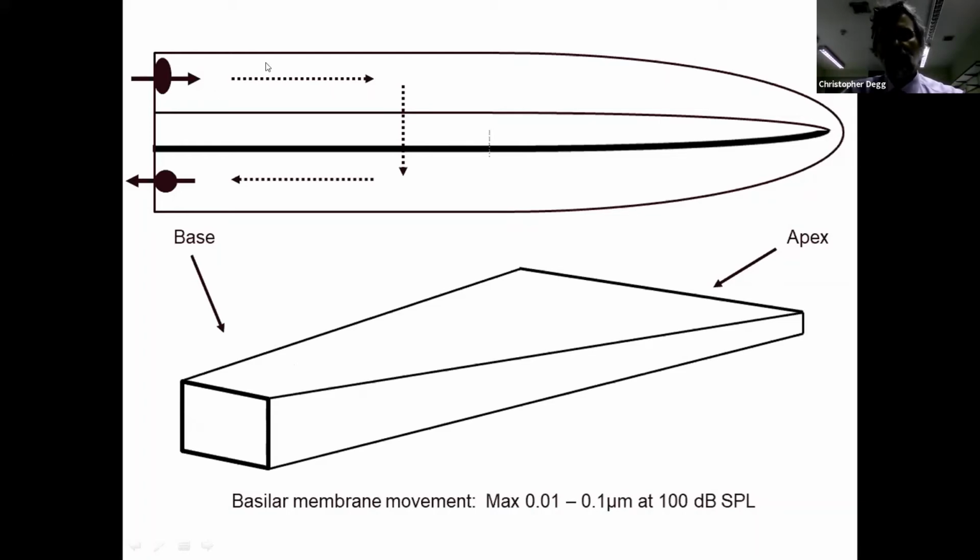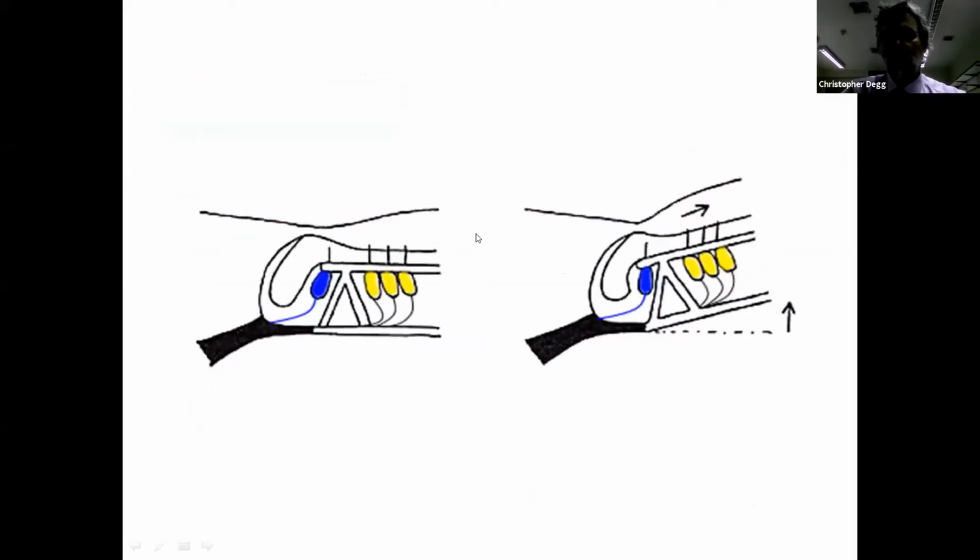High frequency sound coming in will make this end vibrate more, and low frequency sound will make that end vibrate more. And so if the signal comes from this end of the cochlea, the brain knows that was a low frequency sound coming in. If the cells at this end vibrate, it knows it was a high frequency coming in. And so there you've got the vibration that's stimulating the cells.